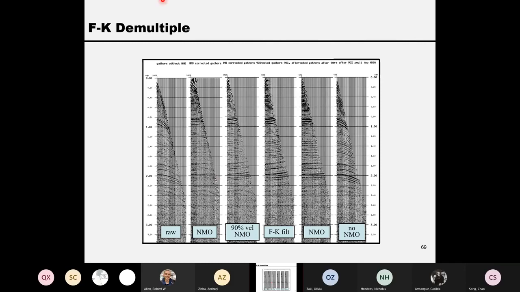Okay, let me repeat. The NMO formula came from a simple model, which means a single constant velocity layer. The time moveout curve satisfies a hyperbolic equation. You see that, right? It has only two terms: T naught squared plus another term, which is the NMO correction. But in reality, we have a multi-layered subsurface model, right?